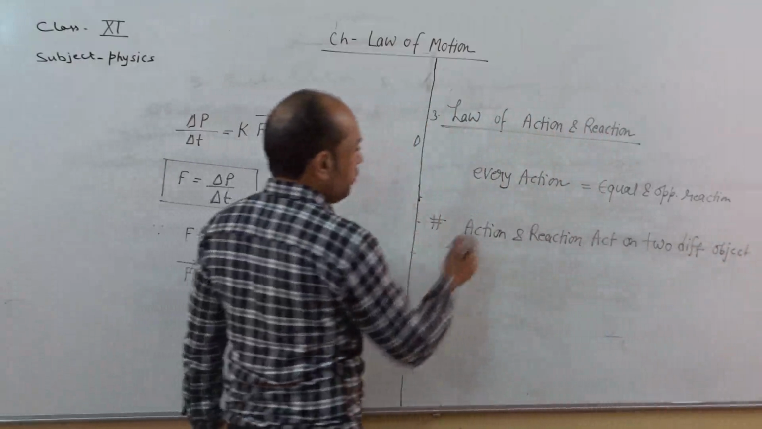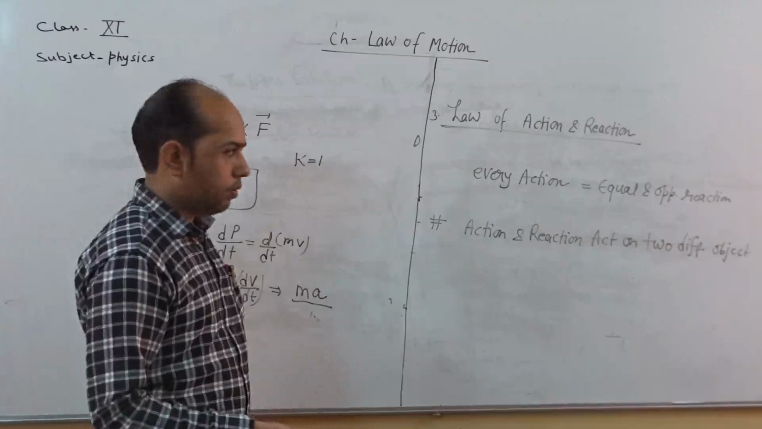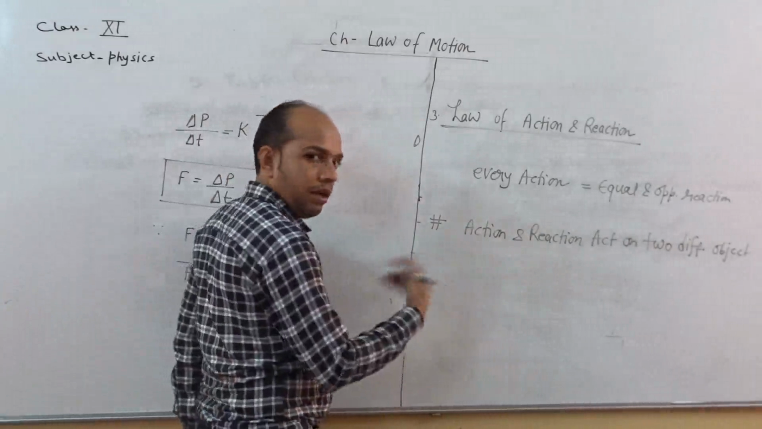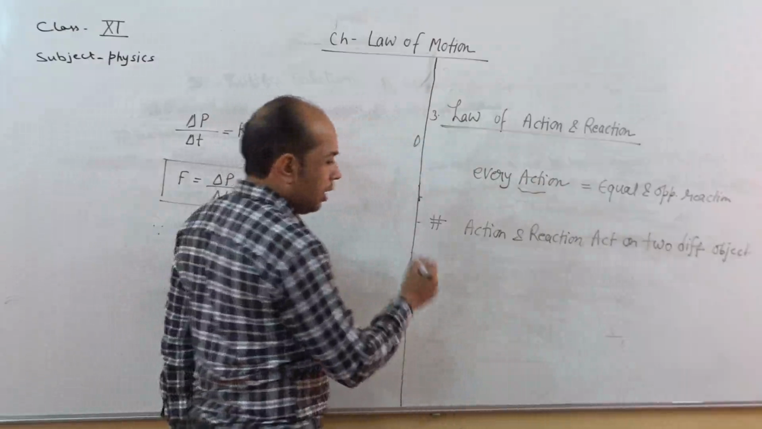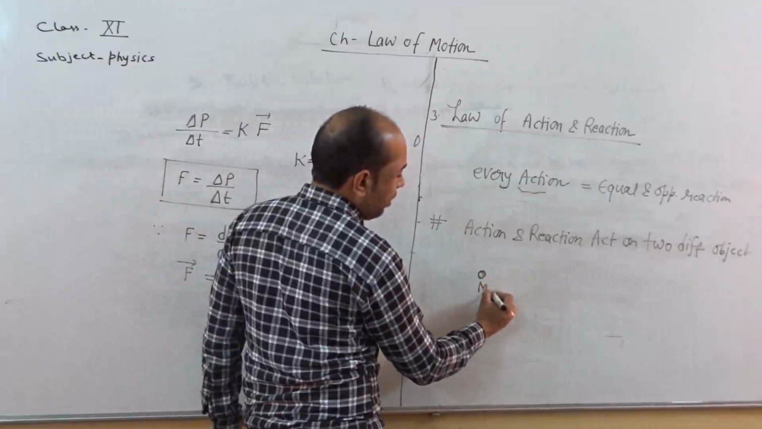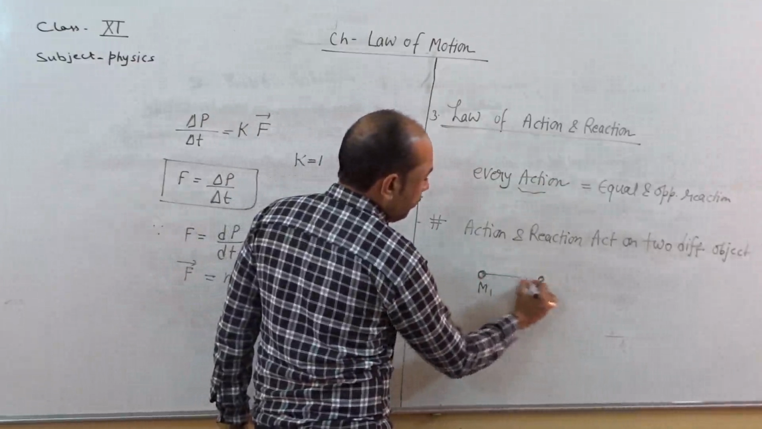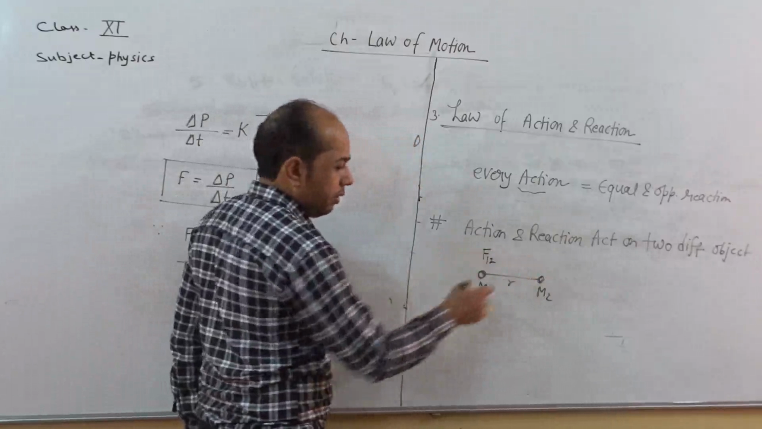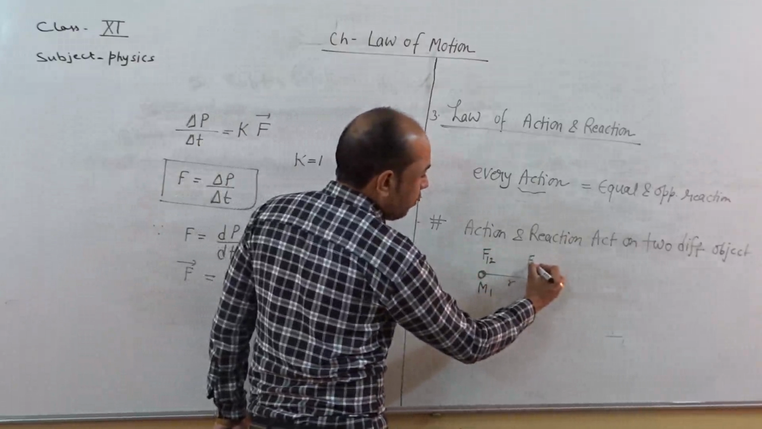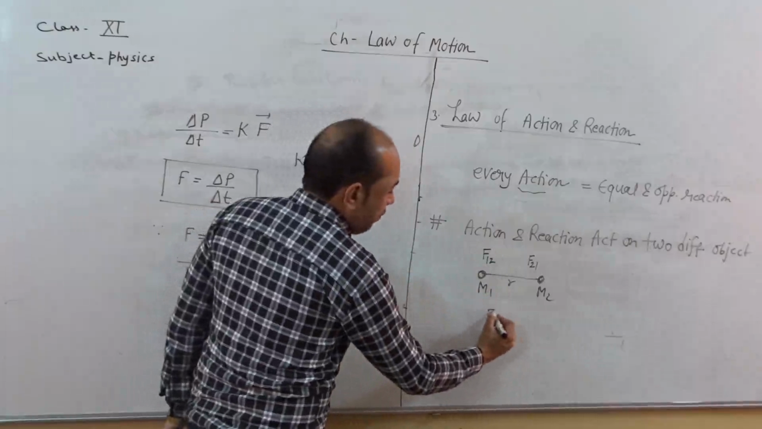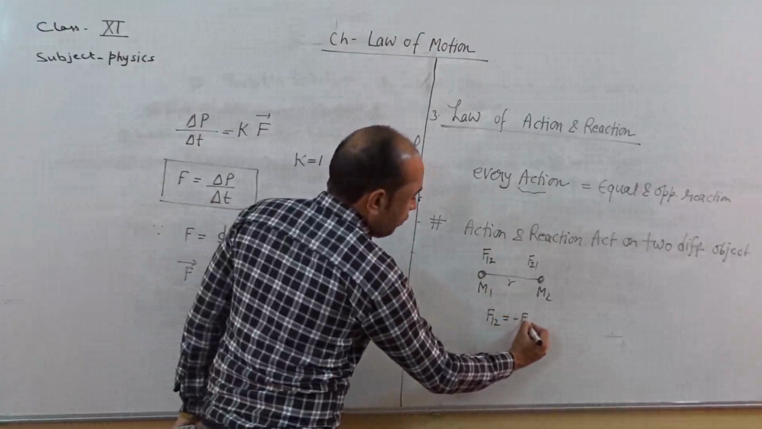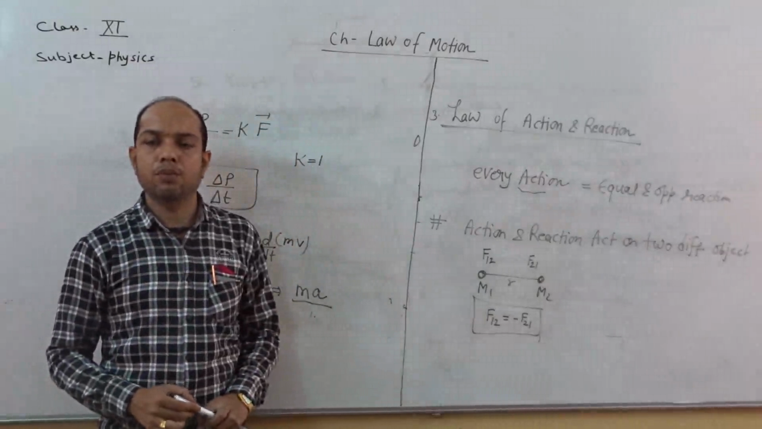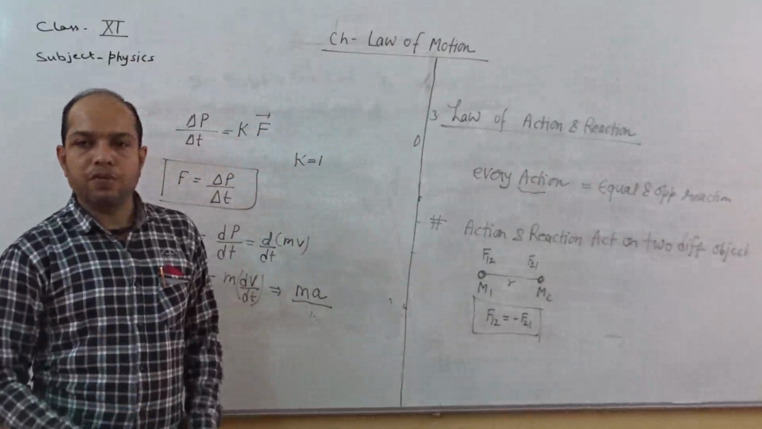We have seen many examples in daily life. When we walk on the road, action and reaction take place between the front leg and the back leg. Similarly, suppose we take two objects M1 and M2 which are separated by a finite distance. From the first to the second object there is one force, this is F12. Similarly from the second to the first there is one more force, this is F21. So the F12 force equals minus the F21 force. This shows every action has an equal and opposite reaction and both act on two different objects.